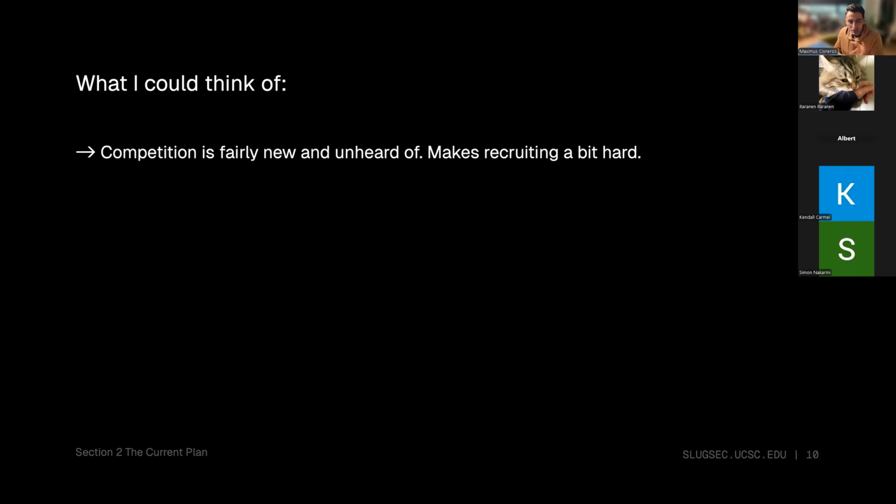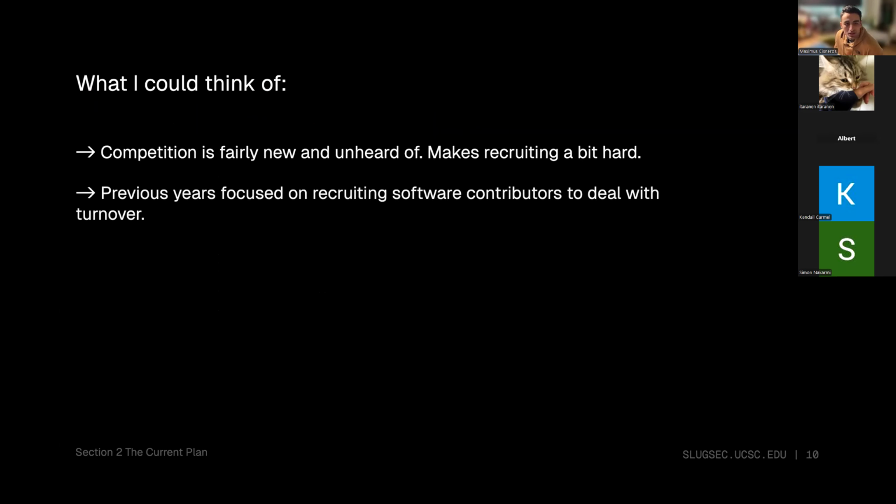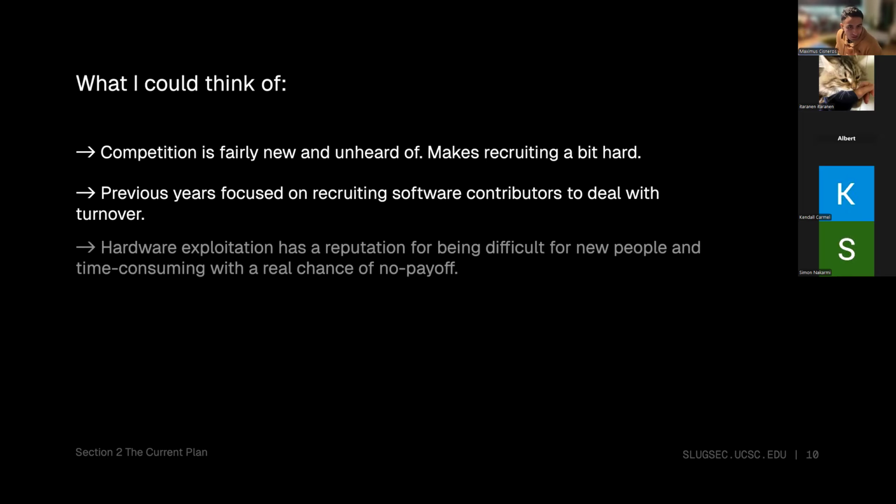Every time you try to pitch this idea or explain it to people, they always get kind of confused, because nobody really has heard of something like this before, where you're doing a lot of embedded work and software work and cryptography work. It makes it hard to get electrical or computer engineers interested in these topics. Previous years focused on recruiting software contributors to deal with turnover. As a result, you don't really get enough of that hardware experience that people can build upon.